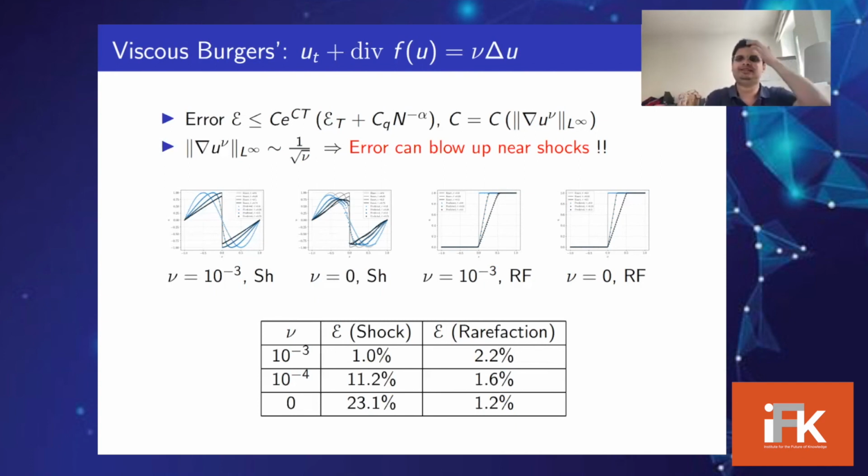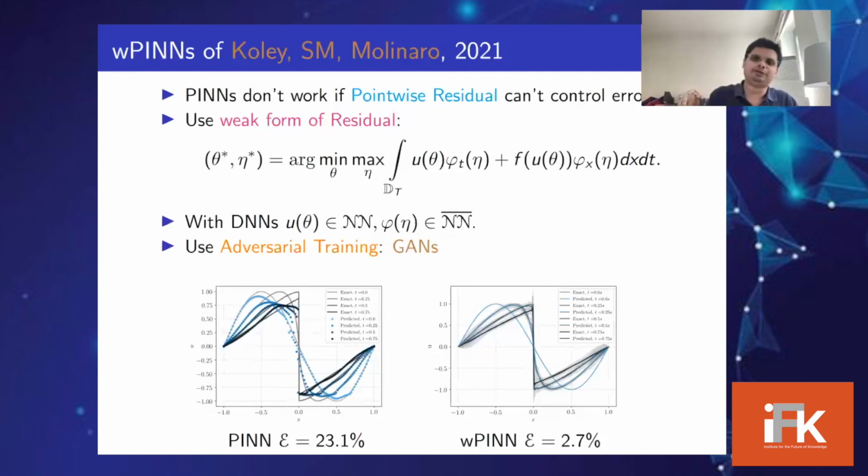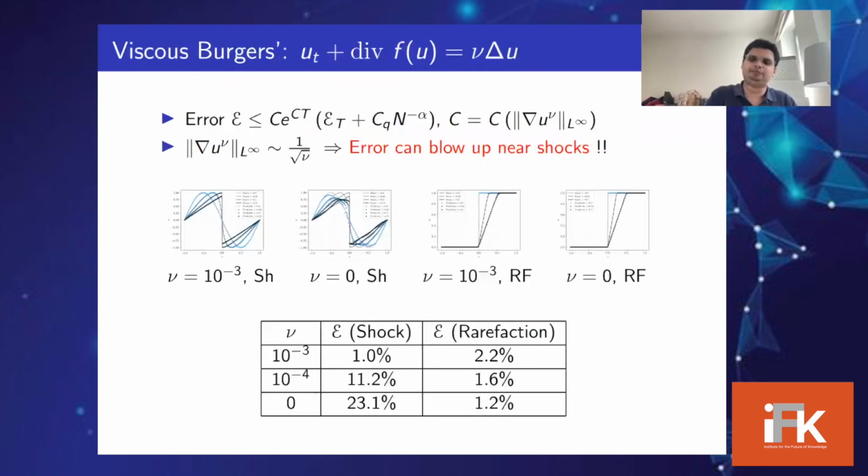Okay, so for instance, if you have fully turbulent flow where the gradient is going to be very badly behaved, then it is not going to work. So there are some ways to work around, because the point is that PINNs impose things pointwise. You pointwise compute the first derivative, you pointwise compute the second derivative.